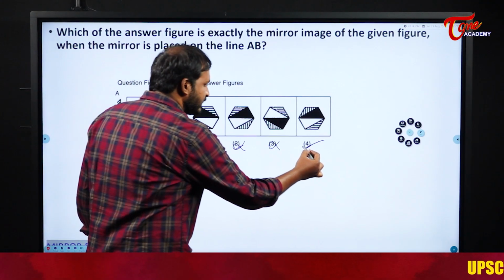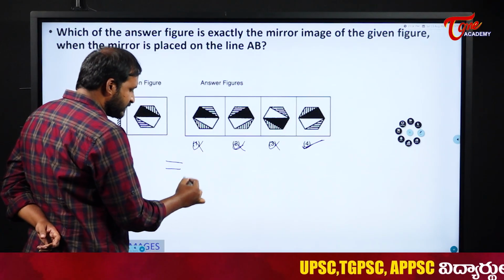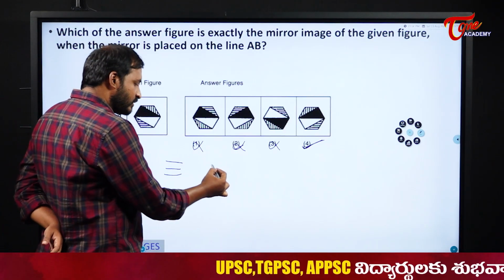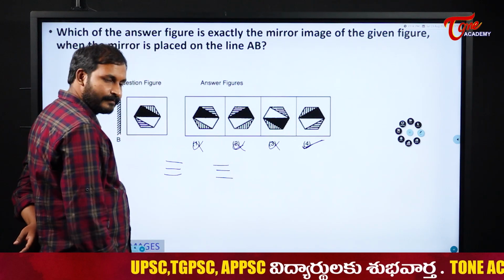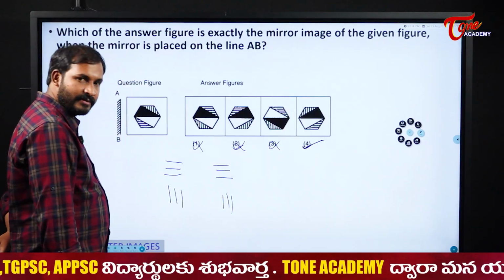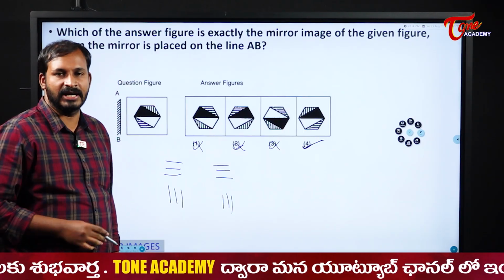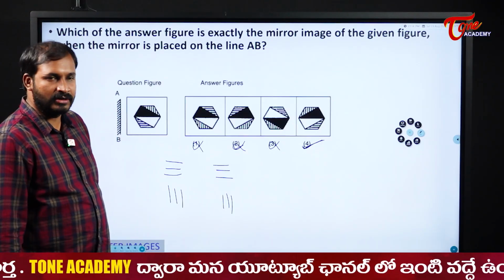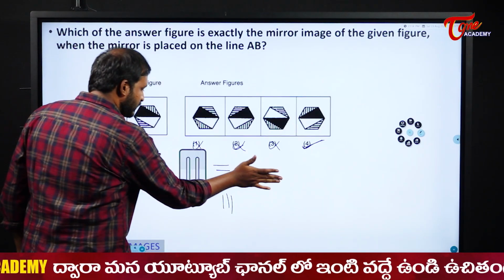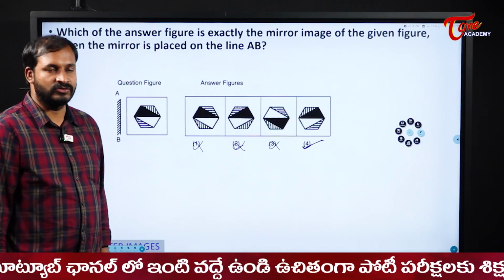So based on these lines, see here students, once again I am repeating, if you have any vertical lines, in the mirror image also you will have the same ones. If you have lines like this, in the mirror image also you will have the same lines. They will not be changed to any cross manner or any other manner. So need not worry about these things. Just check that the line should not be changed here.